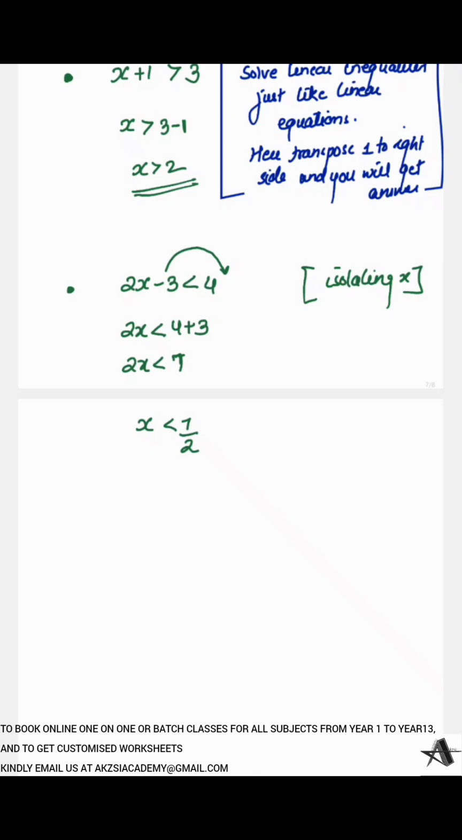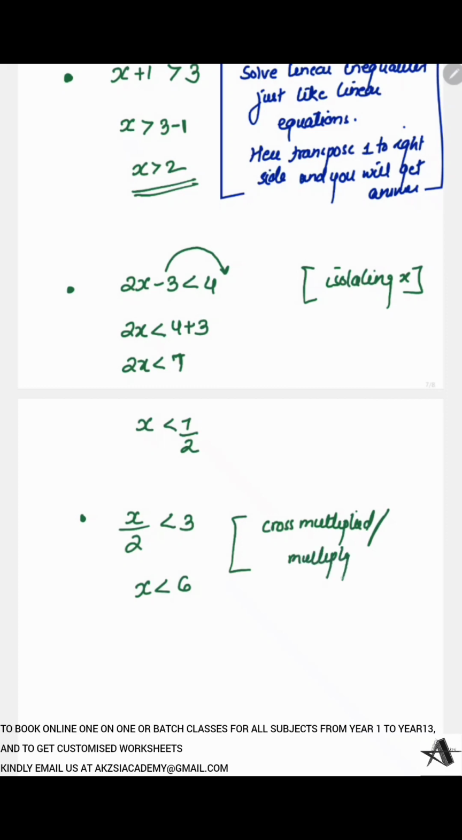Let me take one more example. This is x over 2 less than 3. So I cross multiply here, or I can say multiply both the sides by 2. You will get x less than 6. So this is how you can solve. What I did, I just cross multiplied, or it means the same, multiply both sides by 2.